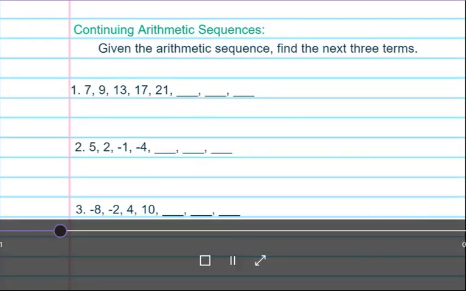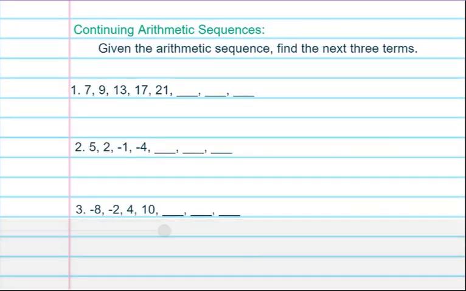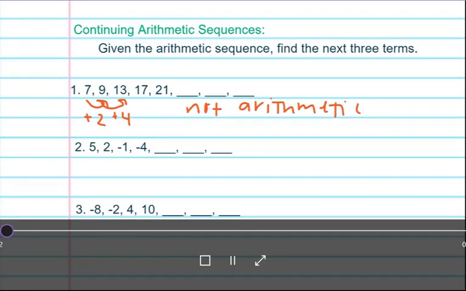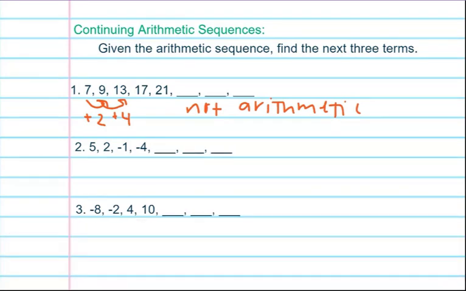The next ones are just continuing the arithmetic sequence they already give you. So first identifying the d, the common difference, and then just continuing it. So from example 2, you have 5, 2, negative 1, negative 4. From 5 to 2, you subtract 3. 2 to negative 1, subtract 3, negative 1 to negative 4, subtract 3. So my next term, I would take negative 4 minus 3, which gives me negative 7. Subtract 3 from that, you get negative 10. Subtract 3 from that, you get negative 13.